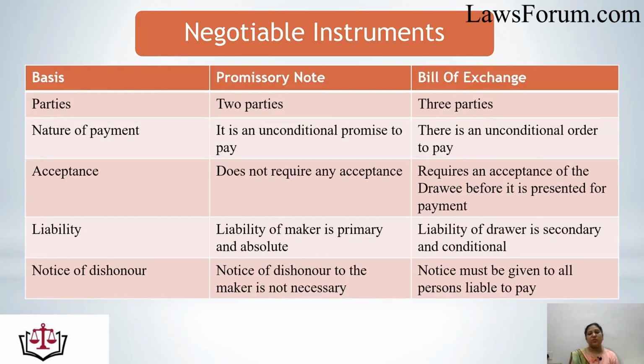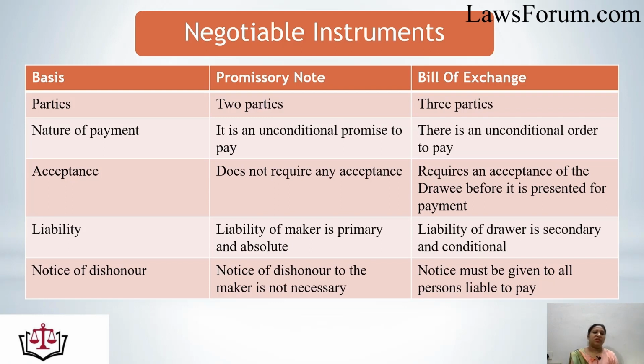There is a difference between the promissory note and the bill of exchange. Otherwise, mostly both look the same. The features are almost the same, but still there are a few differences which clearly mark them as two different types of negotiable instruments. Let's read them. The first difference between the promissory note and the bill of exchange is the number of parties. In the promissory note, there are two parties involved, whereas in the bill of exchange, there are three parties: drawer, drawee, and payee.